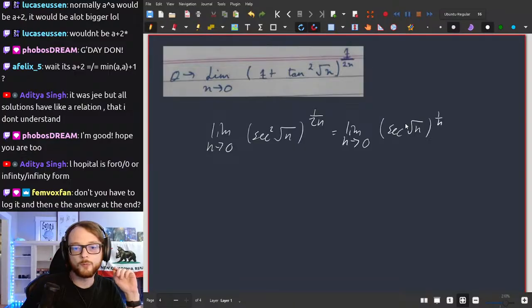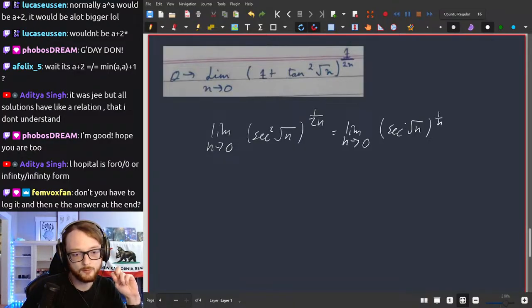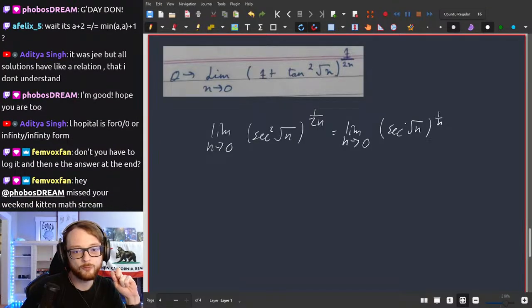Can we do L'Hopital's from the secant? What is secant of 0? Secant goes with cosine, so that's just 1. So this is 1 to the infinity. You can L'Hopital's from here.